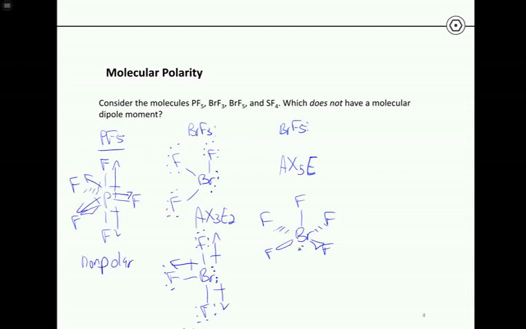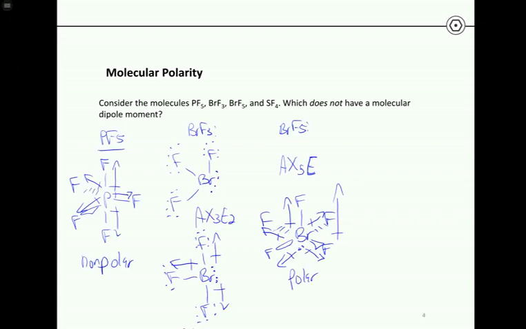Now we have a lone pair here on the bottom. But if we draw the dipoles from bromine to fluorine, the ones that are on the square part of the molecule essentially cancel each other out. But then we have this net dipole pointing top to bottom, so this is going to be polar.